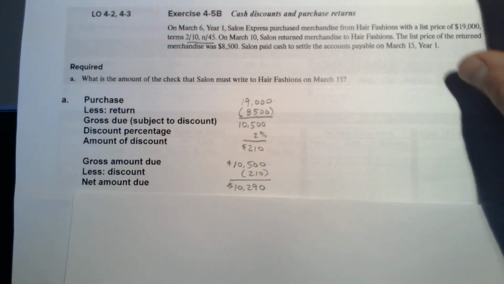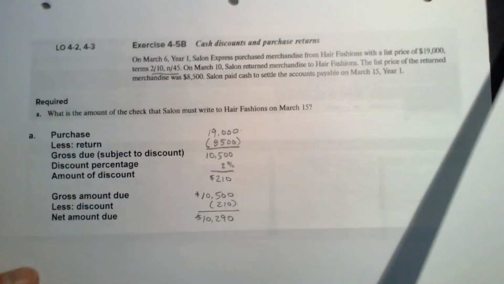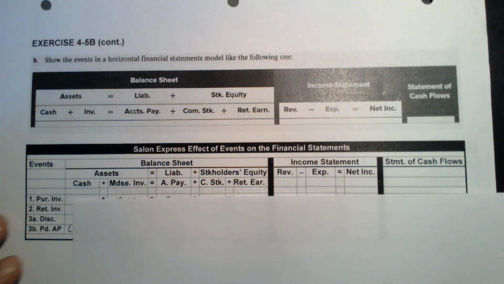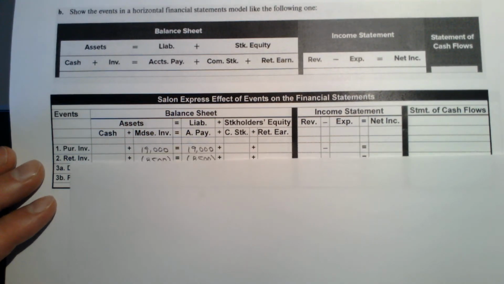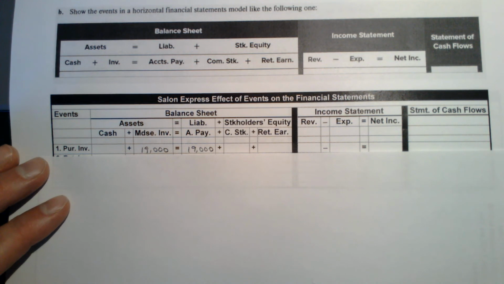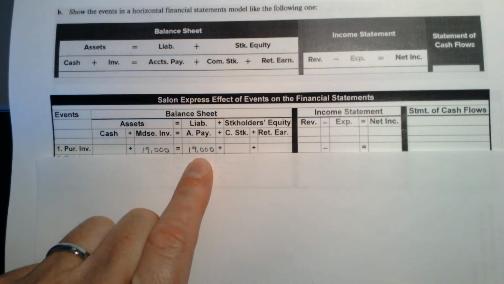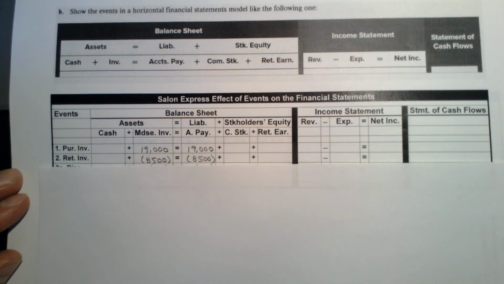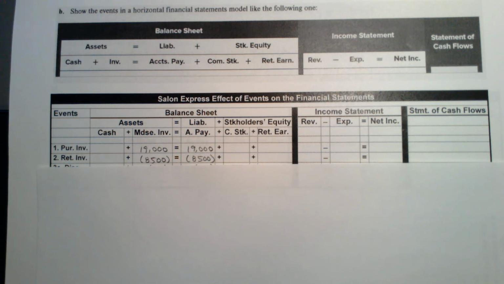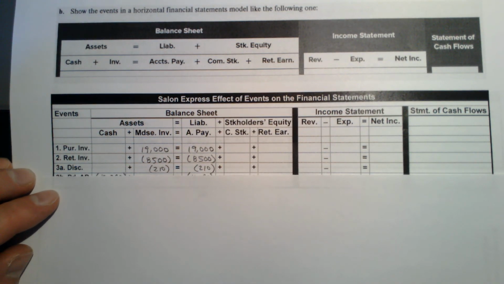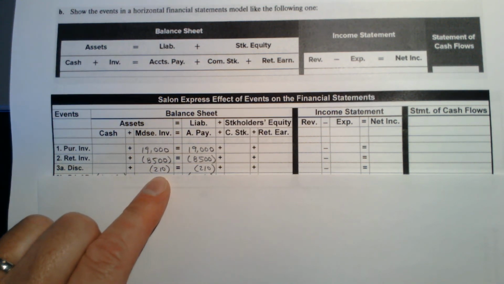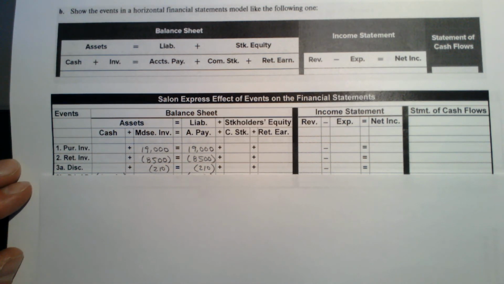That's what I have to pay on March 15th. Now the next part of the problem asks you to do those same transactions on the grid here. So the first transaction, when we purchase the inventory, merchandise inventory goes up. We purchased it on account, so accounts payable is going to increase. When we returned $8,500 worth of stuff, inventory goes down because I'm taking stuff off the shelf and shipping it out. I have less inventory now, and I owe that supplier less money. I then recognize the discount, which lowers the cost of my inventory, and I reduce my accounts payable.